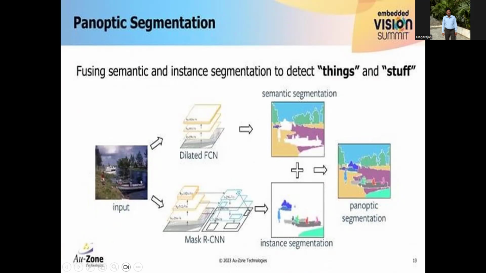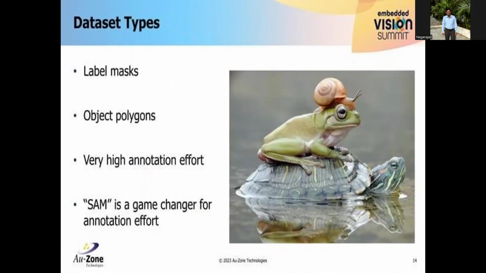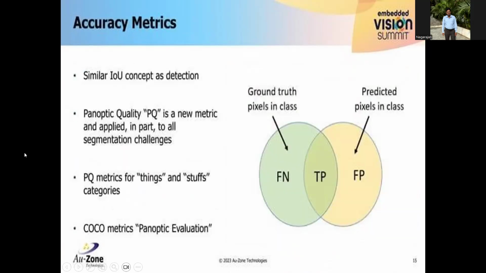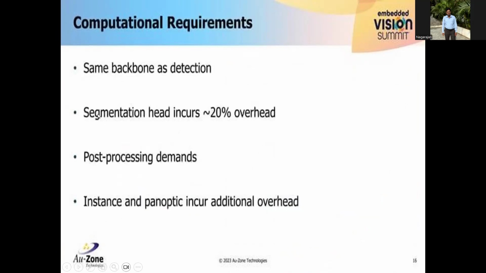Later, if you have time, you can go for implementation through Python. And data types: what kind of data types can you follow here? You can follow either object or label masks, which need very high annotation effort also. Then accuracy metrics. In image segmentation we have to consider the ground truth and predicted pixels, where you have to know about the IoU, that is intersection over union. Then computationally, if you want to perform deep learning with image segmentation like semantic, we need support of a backbone, a segmentation head, post-processing demands and additional overhead also.